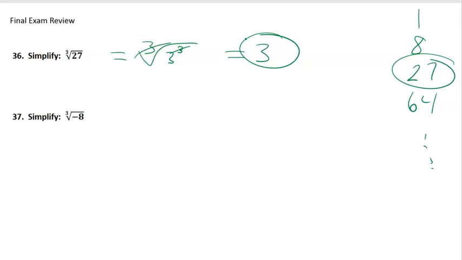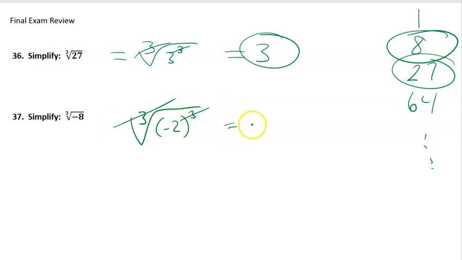The cube root of negative 8, well, here's 8 on our list. It is a perfect cube. What about the negative? You can take the cube root of negative numbers. So one way to think about it is negative 8 is negative 2 to the third. And the cube root and the cube cancel each other out, and that is just negative 2.